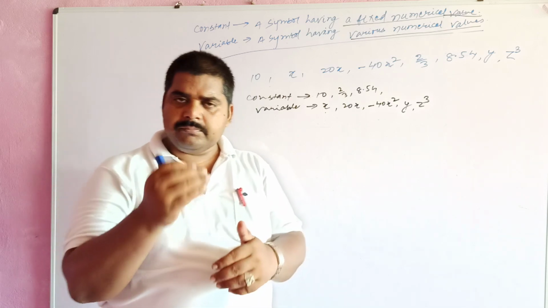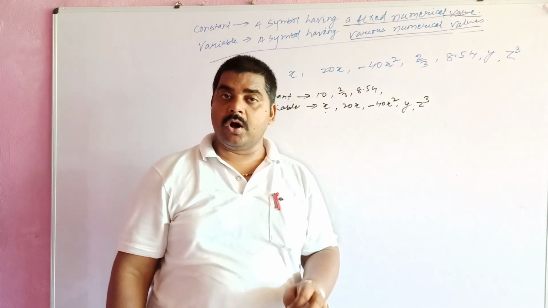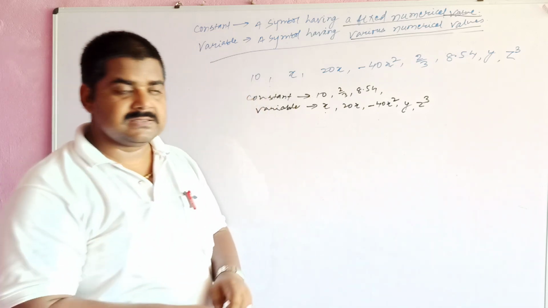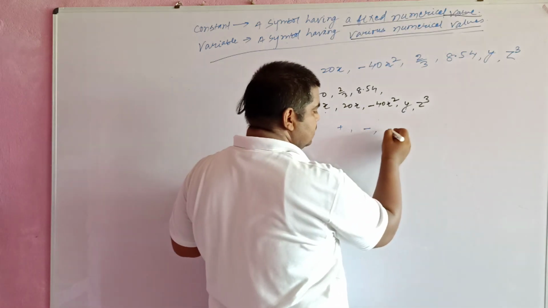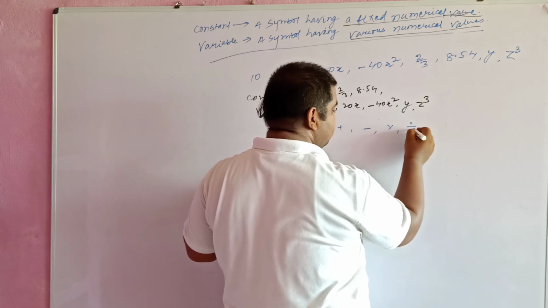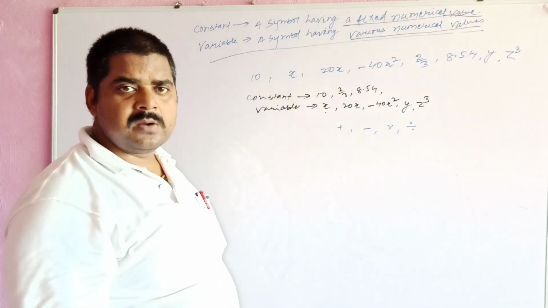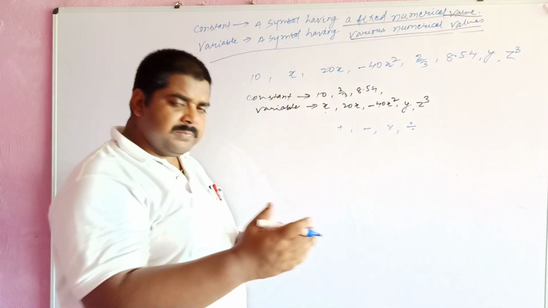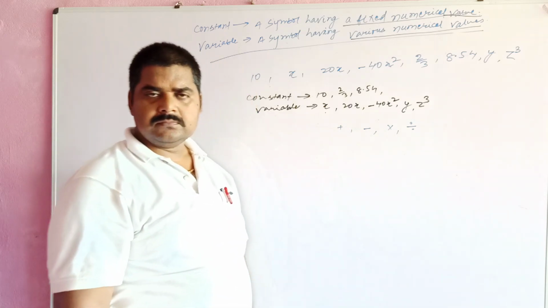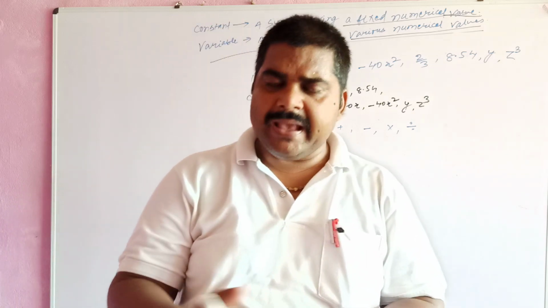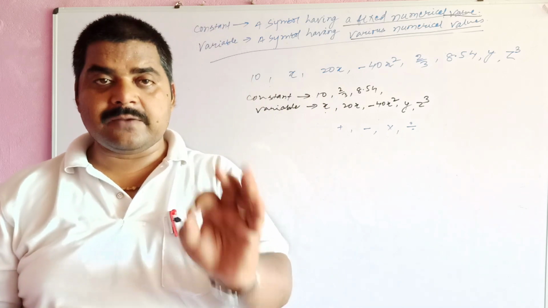When you combine variable with constant by the basic operations, you know that the 4 basic operations are plus, minus, multiply and divide. These are the 4 basic operations. When variables and constants are combined by these basic operations, then algebraic expressions are formed.